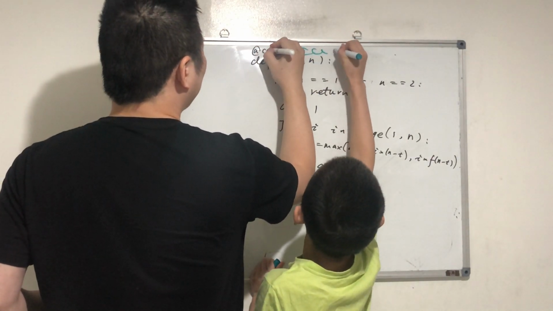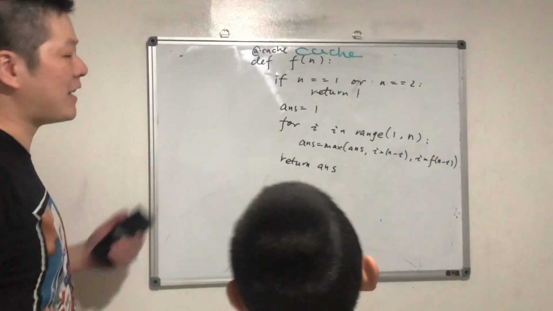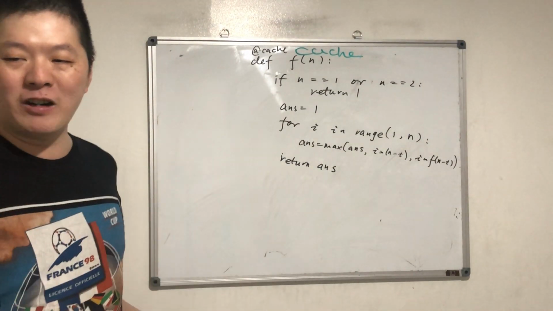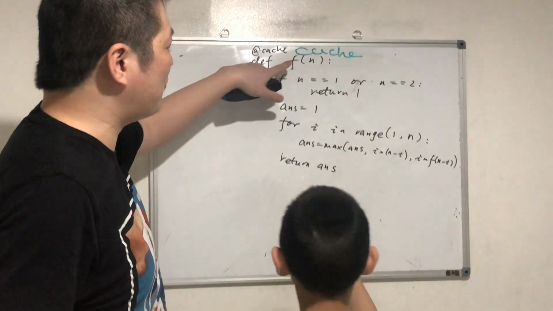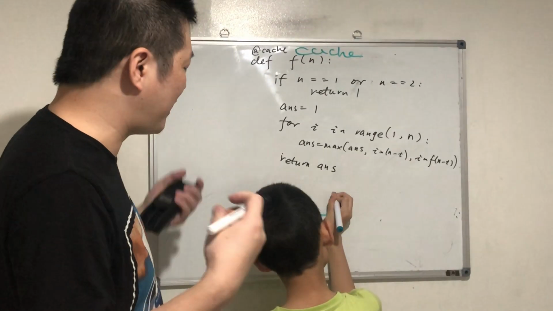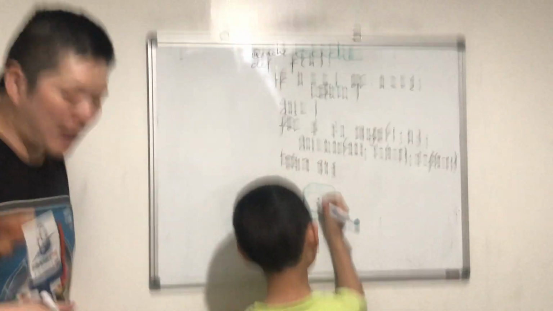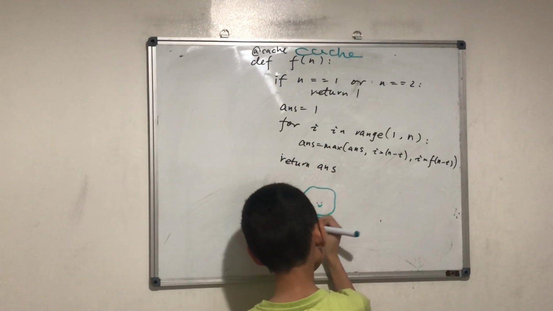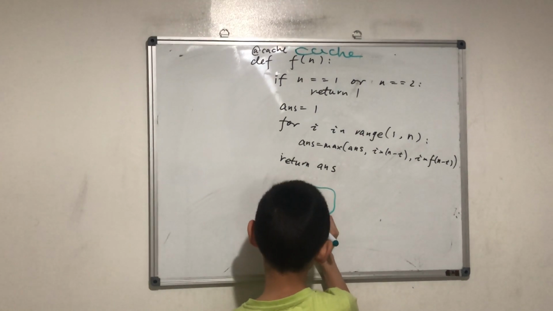Yeah, because if you're not using the cache, what happens? You'll be exponential. Yeah, we are calculating over and over again. We want to avoid computing the same thing over and over again. What's the time complexity? Think about it. No cache. What's the time complexity?